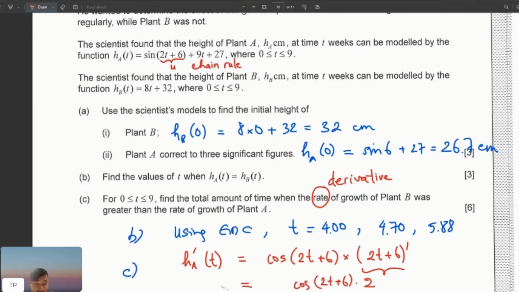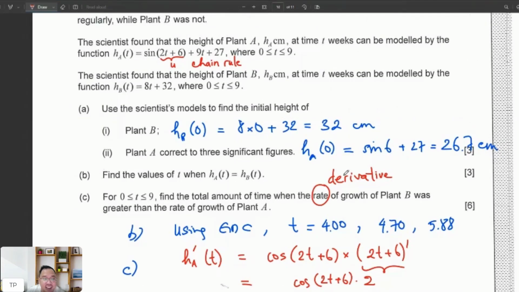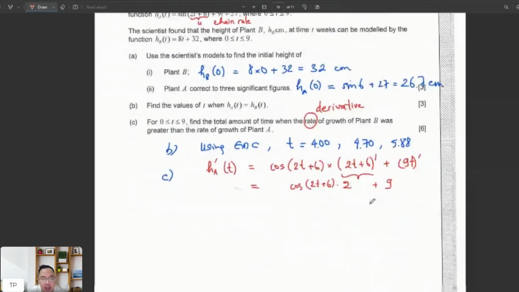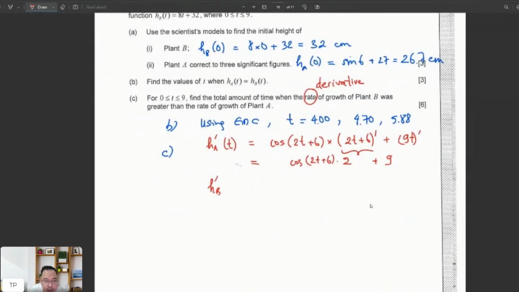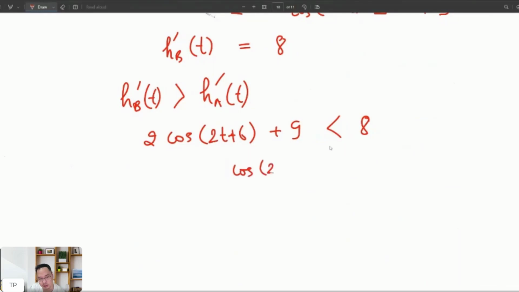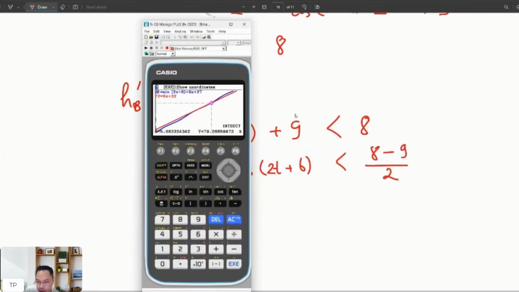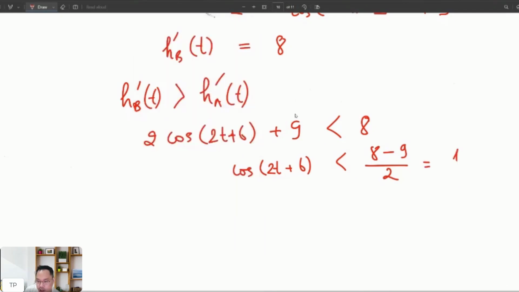Okay. Oh, sorry, I was on mute again. Yeah, I understand it. And then add it with 9. The HB derivative is just 8. Very simple. So to find the answer of question C, we need to let HB derivative be greater than HA derivative, which means the cosine of 2t plus 6 must be less than (8 minus 9) over 2, which is minus 1 over 2.